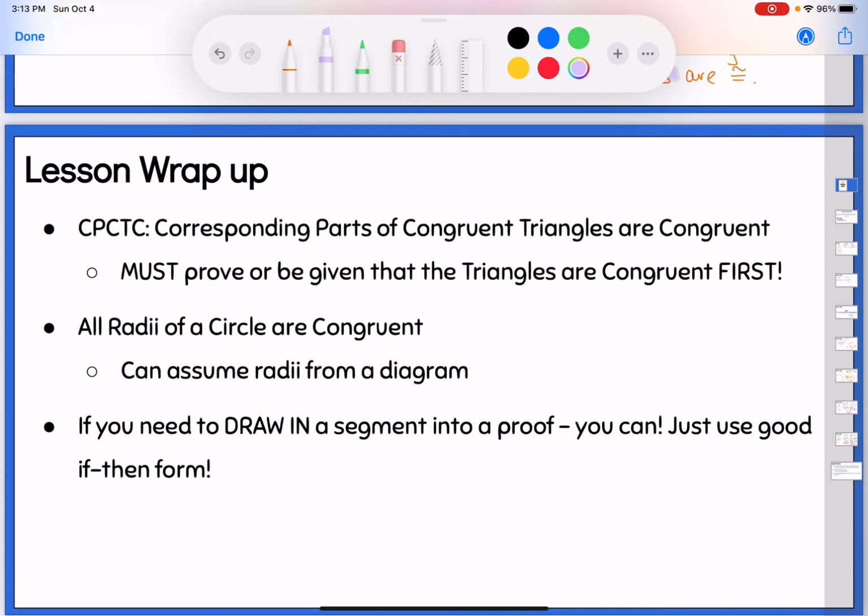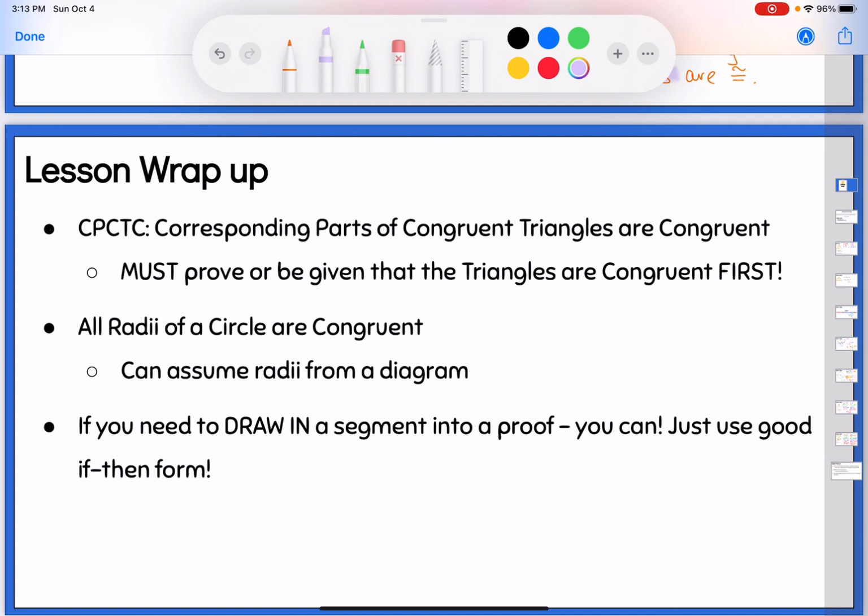So just to wrap it up, remember that CPCTC stands for corresponding parts of congruent triangles are congruent, and we are going to write out those words or use the symbols in our proof. We're not going to just use the letters until we really know what those letters mean. You must prove or be given that the triangles are congruent first before you can use CPCTC.